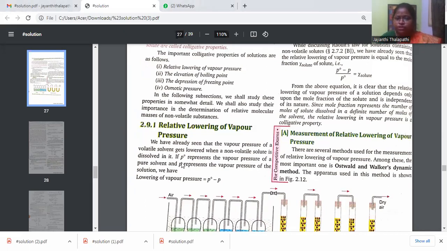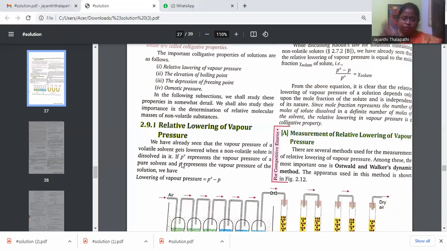So, the vapor pressure of a volatile solvent. What is a volatile solvent? One which evaporates. For example, when you use sanitizer, you can feel that it evaporates immediately, right? So that is what volatile means. Ethanol is a volatile substance. Nail polish remover is a volatile substance. Diesel and petrol are volatile substances, right?